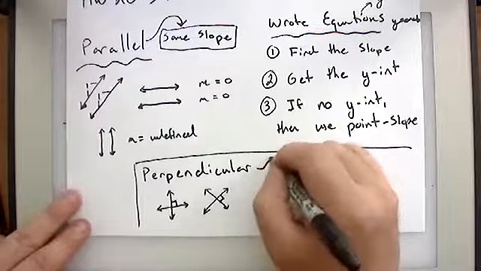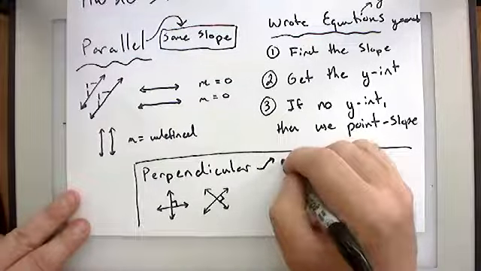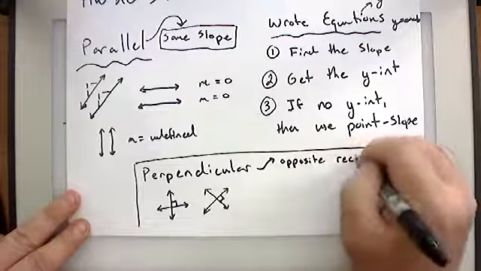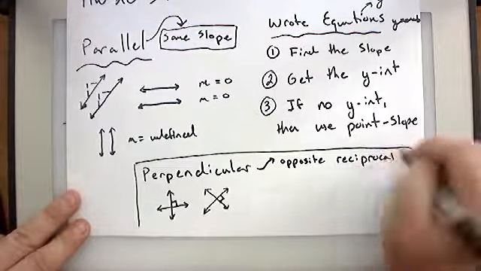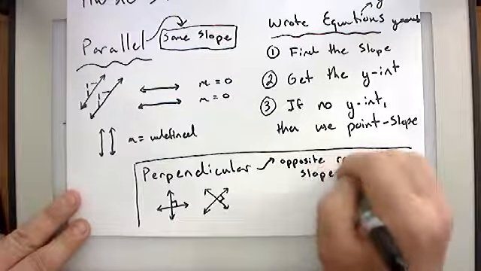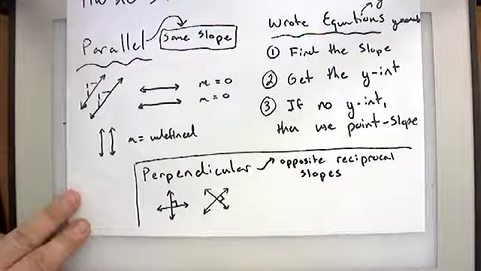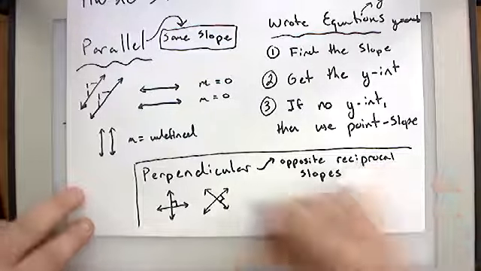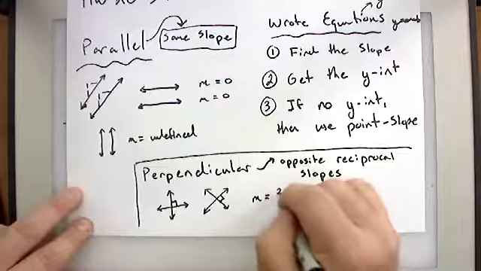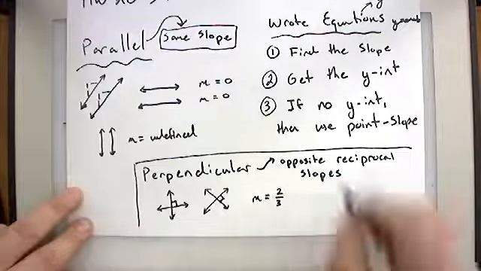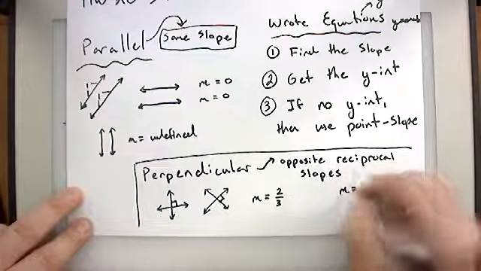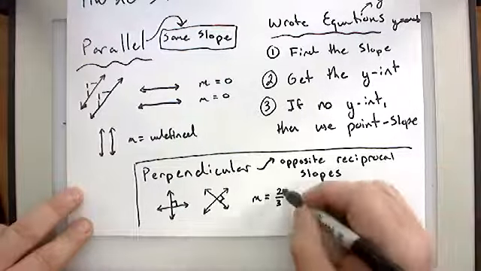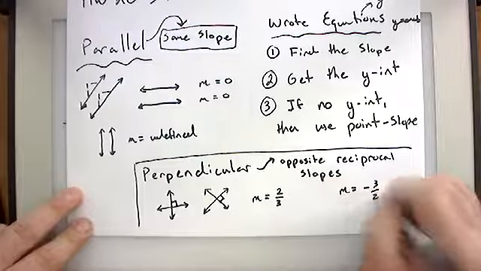So for the equations of perpendicular lines, what matters is we have what's called opposite reciprocal slopes. It's a mouthful. Opposite reciprocal slopes. What does that mean? Opposite meaning they're different signs. Reciprocal meaning you flip. So for example, let's say that your slope was 2/3. The opposite reciprocal slope of that, opposite meaning, well, yours is positive, so mine's going to be negative. And reciprocal meaning, well, yours is 2 over 3, so mine's 3 over 2.